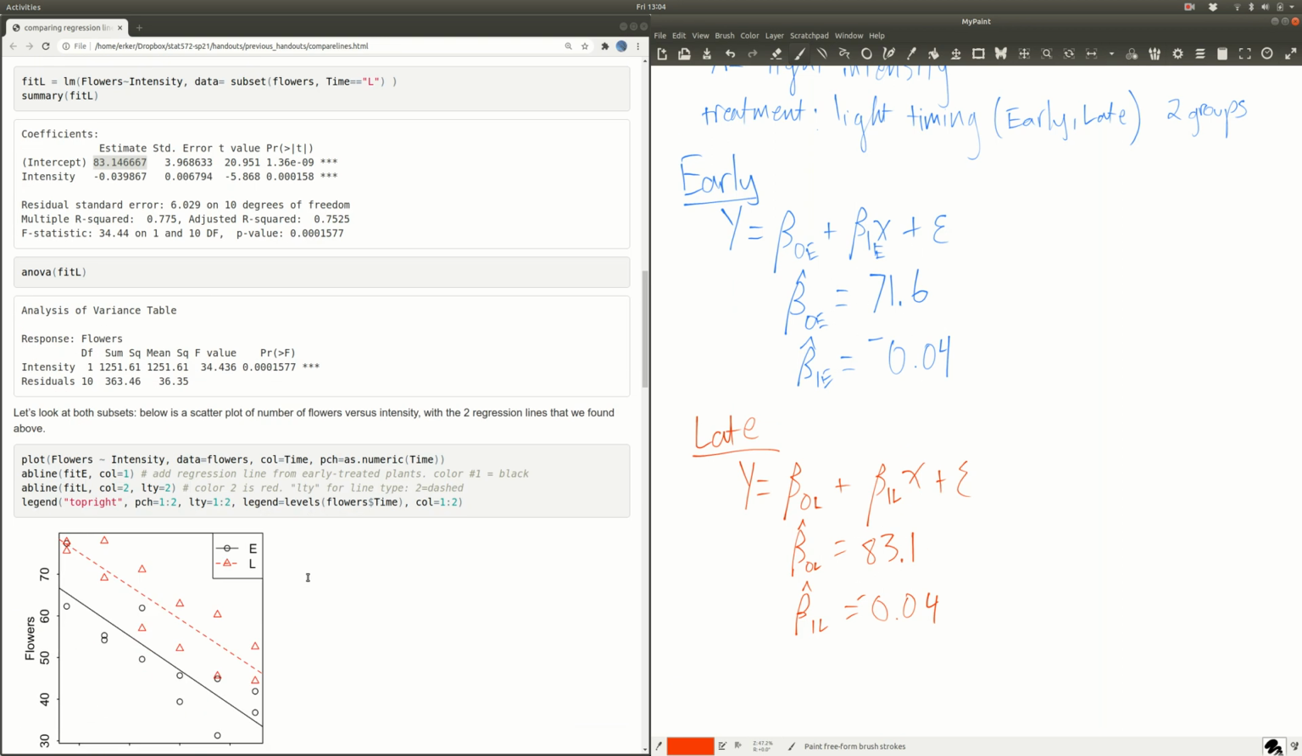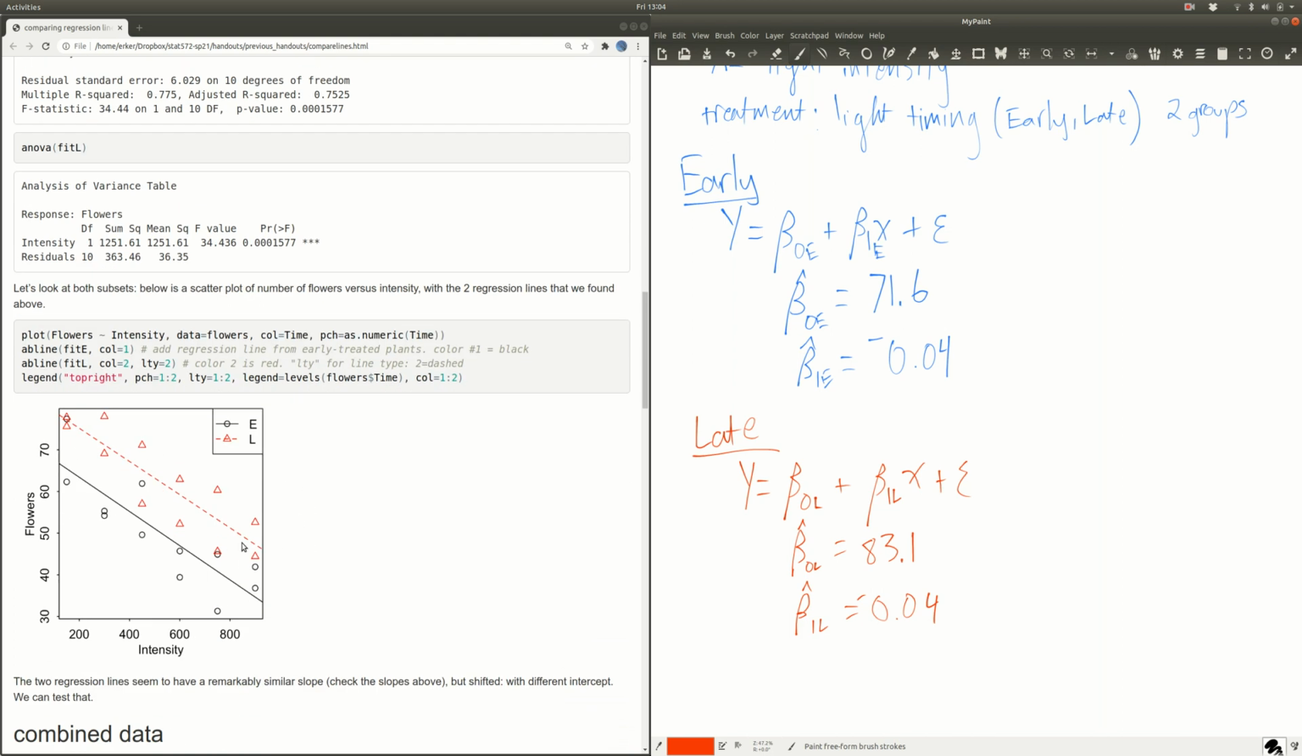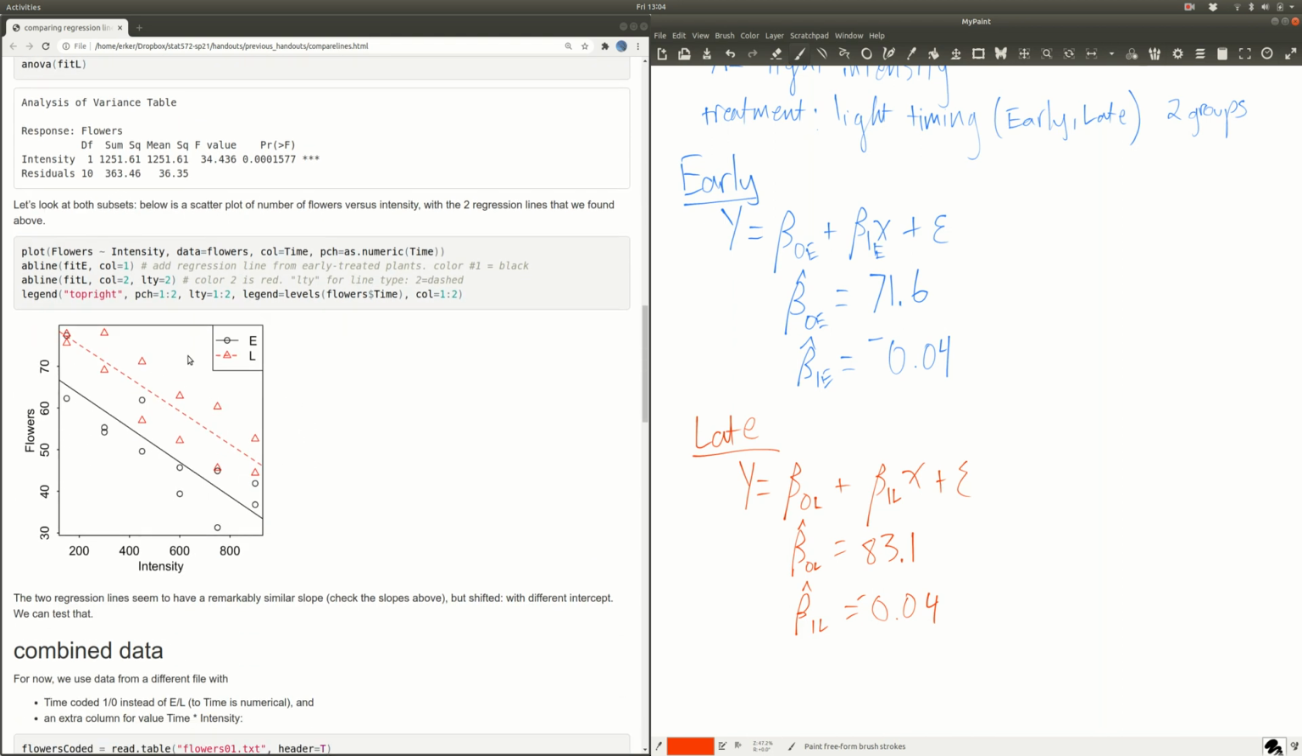And if we plot the data, this is what we see. So the early line is in black here, and it's lower. And the late line is in red, and it's higher. And we can see that the lines look quite parallel, and that's because the slopes are the same. But there's a shift of, looks like about 12 between the intercept for early and late intensity. So late has more flowers produced at a given intensity.